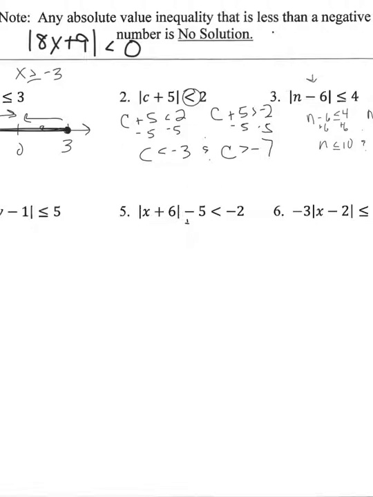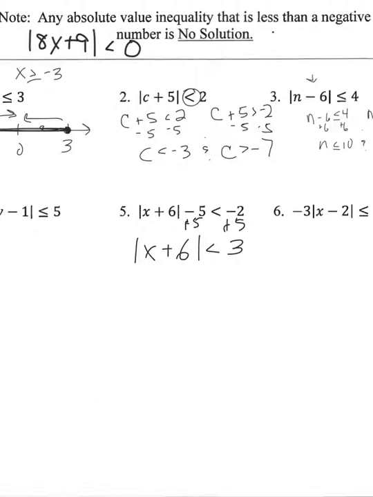We had to simplify as much as we possibly could first. So we added 5 to both sides for this one. So it's actually the absolute value of x plus 6 is less than 3. That is a 6. Does not look like a 6. The absolute value of x plus 6 is less than 3.